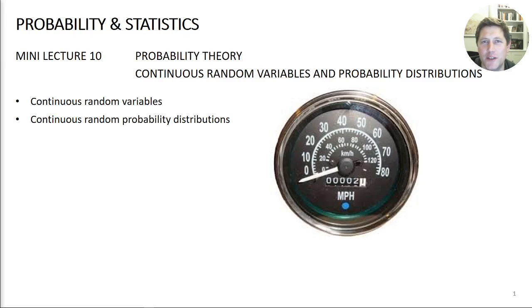This one's about continuous random variables and their distributions. It follows on from lecture 9, which was discrete random variables. Continuous ones are ones that can take any value between certain limits. So for example, speed. If you're in a car driving, your speed can go up and down, and it can be any value between certain limits.